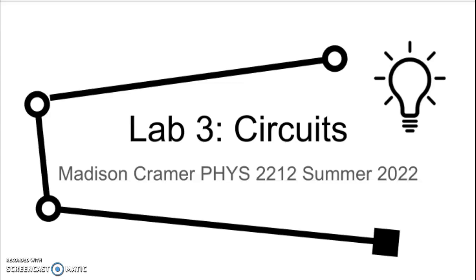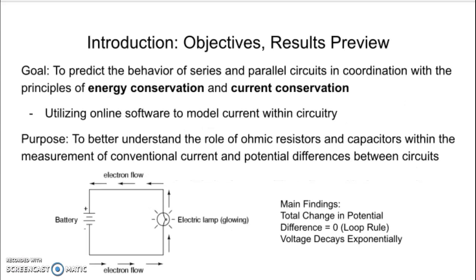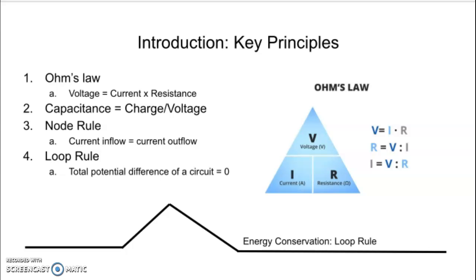I'm going to be talking through Lab 3, which is our circuits lab. To get started, the main objective was to predict the behavior of different types of circuits. We threw some resistors and capacitors in there, but basically it's relating to the concepts of energy conservation and current conservation. Two main findings were that the total change in potential difference across a circuit was 0 and that voltage decays exponentially.